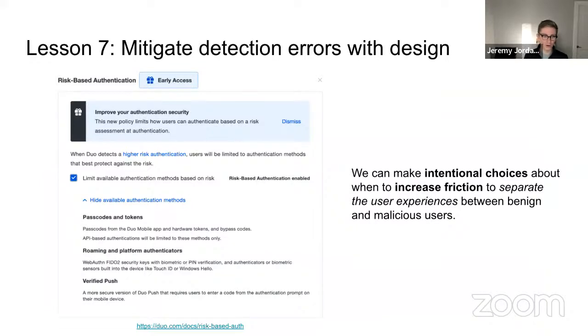And looking at Duo, we have risk-based authentication. Here we're making intentional choices about when we increase friction in the authentication experience, to try to separate the user experience between benign and malicious users. So if there's a login attempt that looks strange and could potentially be a threat, but we're not confident enough to just block that login attempt outright, then we can require the user to use a more secure second factor when they're logging in, so that we have some additional assurance that the person logging in is actually the user they say they are, and not a threat actor that had compromised primary credentials and is trying to log into their account.